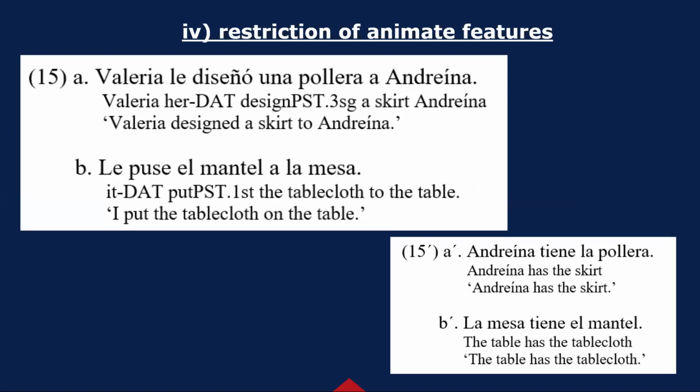The fourth test is related to the feature of animacy. According to Cuervo, the low applicative argument can have animate and inanimate features, while the high applicative argument must be a dative animate argument. While the dative argument is the low applicative argument, especially when it is interpreted as recipient, it can have animate or inanimate features, as in 15A and B. As the low applicative is related to a possessive relation, it is possible to combine with the verb tener.